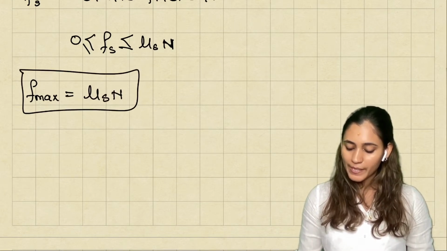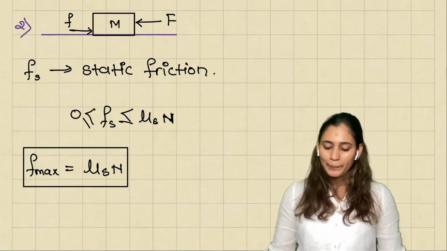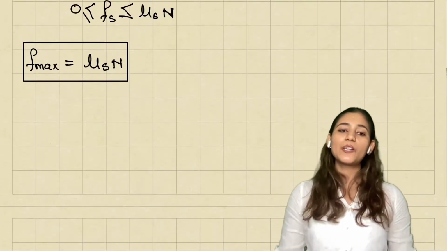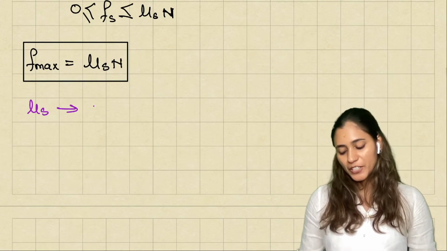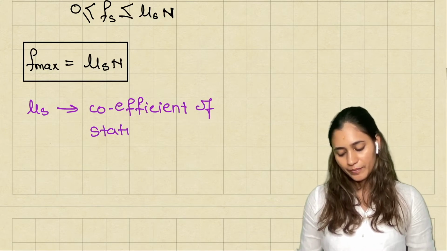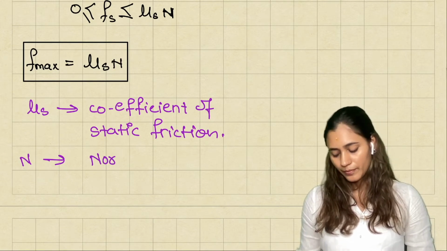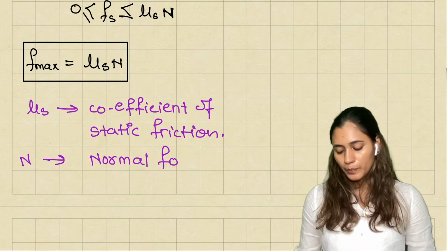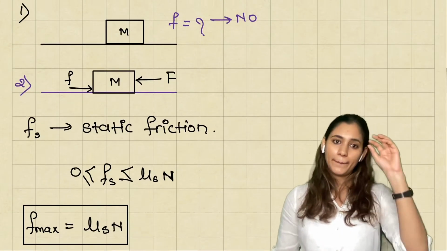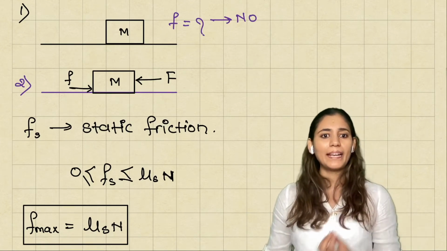Now what is this mu s and what is this N? Mu s is known as the coefficient of static friction, and N is the normal force, which acts exactly 90 degrees, or perpendicular, to the object, applied by the table.